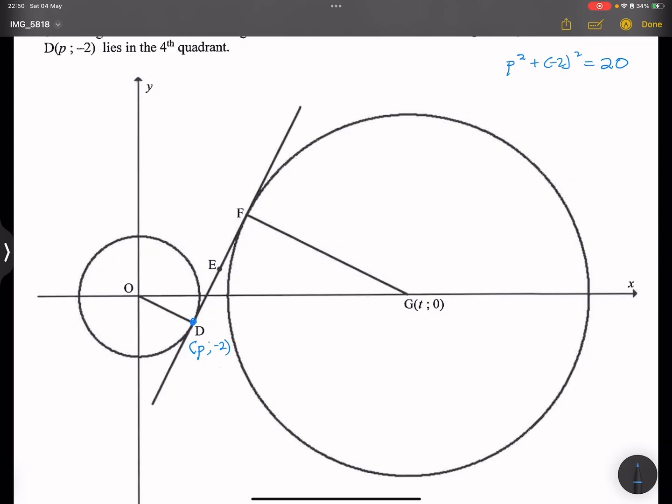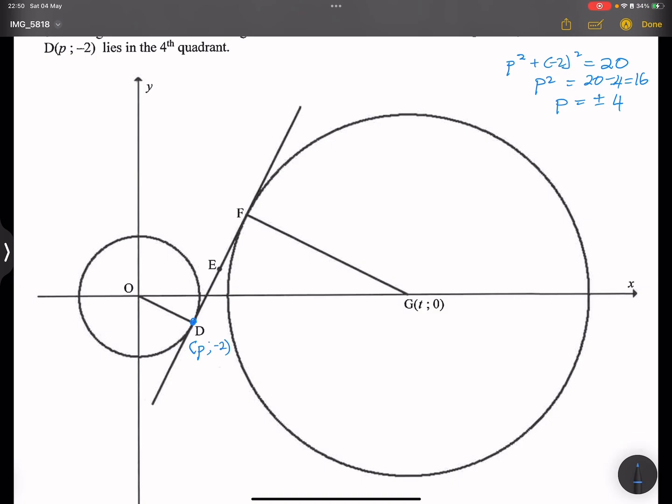So what does this give me? P squared is equal to, now 2 squared is 4. If I take it to the other side, it's 20 minus 4, which is equal to 16. So P squared is equal to 16. So we can say P is equal to plus or minus 4.